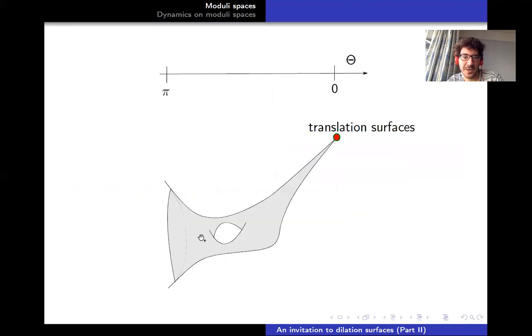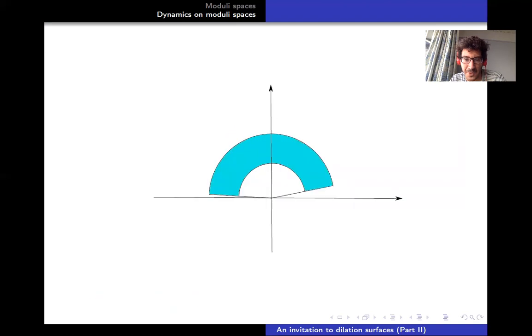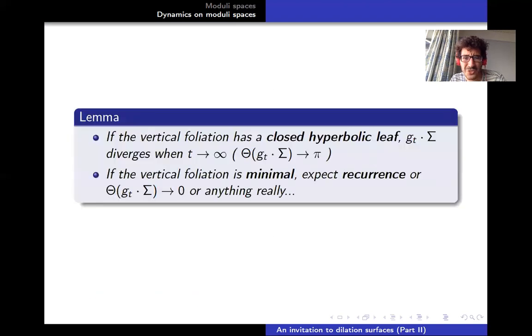I shoot off to the pi side of infinity, where the theta function is equal to pi. On the contrary, if my vertical foliation was anything, let's say minimal, but could have been something more complicated, it's not clear what happens.